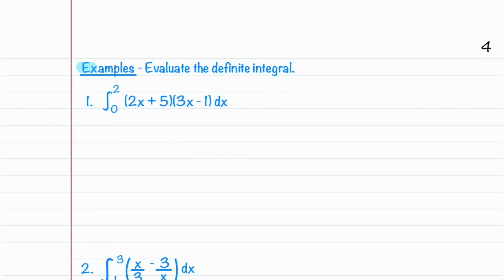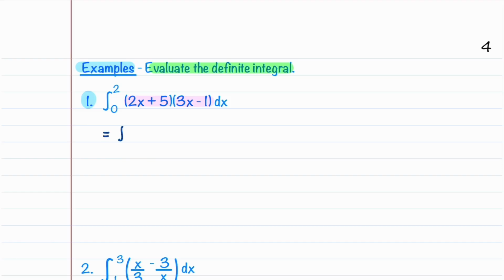We're going to now walk through 5 indefinite integral examples. Remember that an indefinite integral is equal to a number and not a function. Our first example is the integral from 0 to 2 of the quantity 2x plus 5 times the quantity 3x minus 1. Since our integral is one function times another function, we want to start by multiplying out those functions.